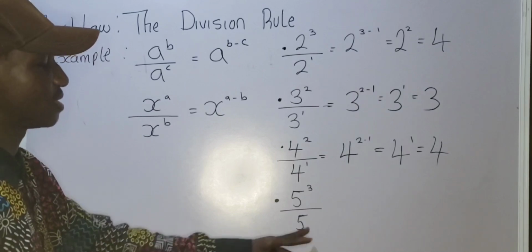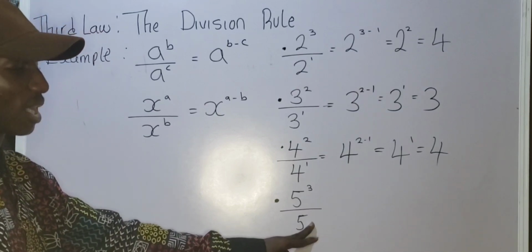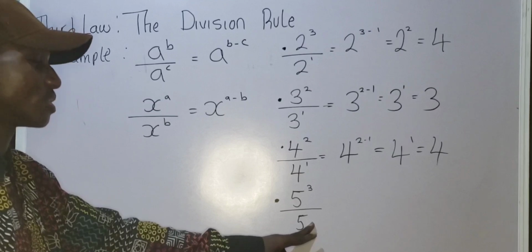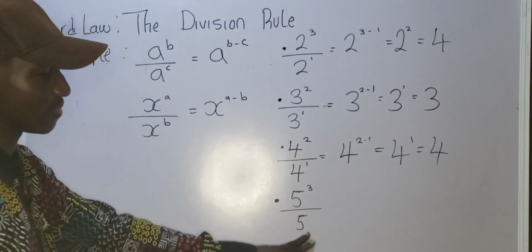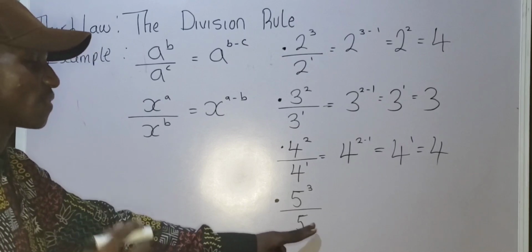Don't forget that the power of this denominator is what? 5 raised to the power of 1. Are you getting it? Though I didn't put the 1, you understand? So I want you to understand that 5 is also the same thing as what? 5 raised to the power of 1.